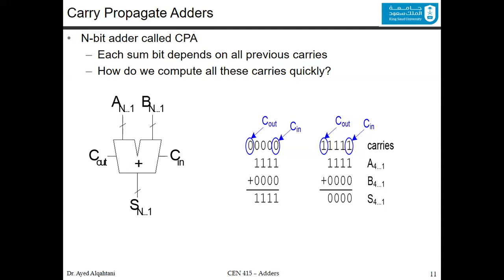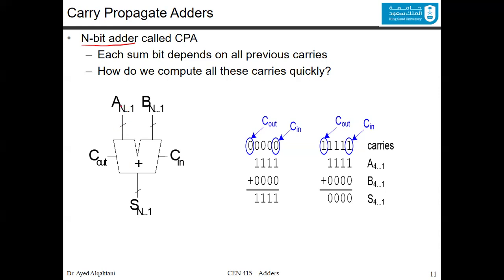Now we will move from a single bit to n-bit adders. And the first type is the carry propagate adder. In the carry propagate adder, each sum bit depends on the previous carries. We explained this before when we talked about the carry propagate: you sum and then you do the carry, and then you sum again and so on. What happens here is now you have n inputs, and in your book, sometimes they start from 1 to n, sometimes they start from 0 to n minus 1. So be aware of this.